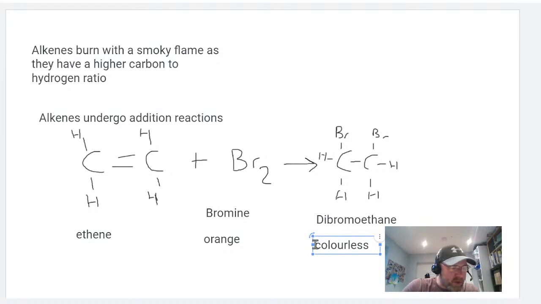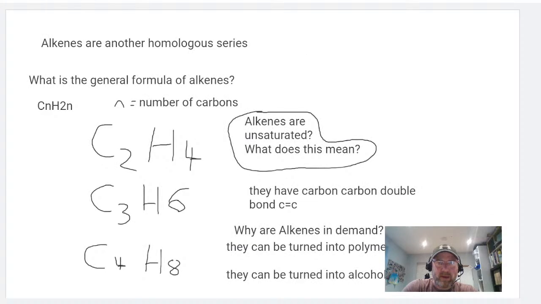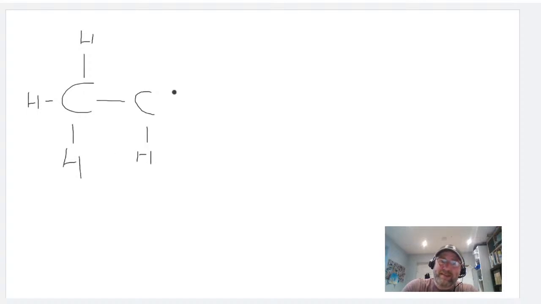Right, someone asked a question about the ratio bit. Let me go to the ratio bit. We've got plenty of space. Yeah, you're absolutely right. If you look at the general formula, let's take ethane. What's the formula of ethane, the alkane? The formula is 2 carbon, 6 hydrogen.